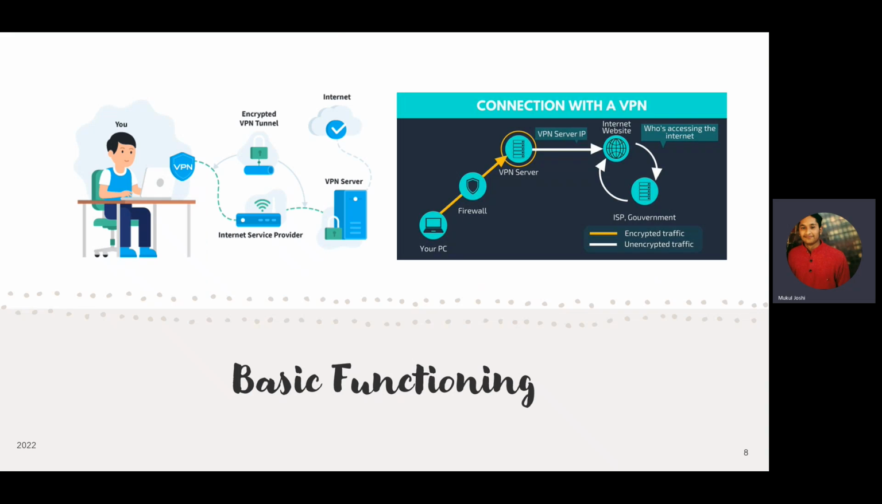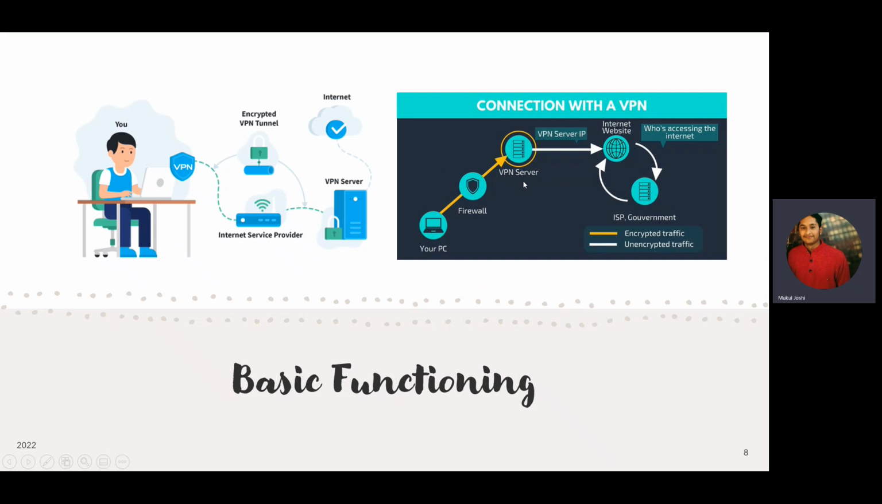Okay. Moving forward, this is the basic functioning which I have added over here. This is just an example. Let's say this is the user, and the user is connected to the ISP, and is also using the VPN connection. So this is the encrypted tunnel which will act as a medium to go to the VPN server and the VPN connection, right? This is the kind of VPN diagram.